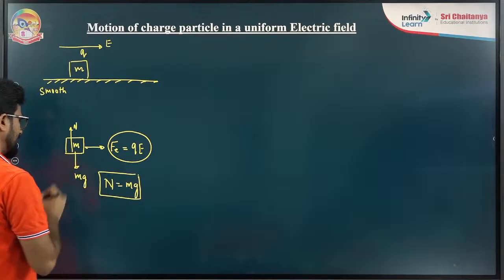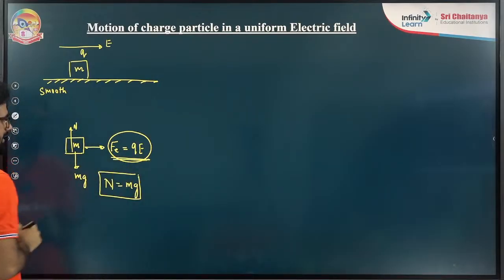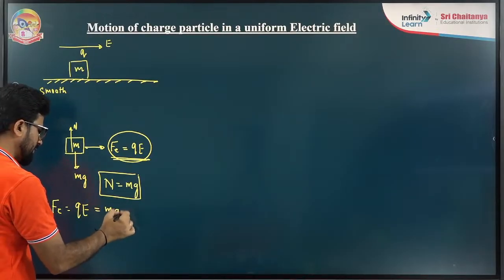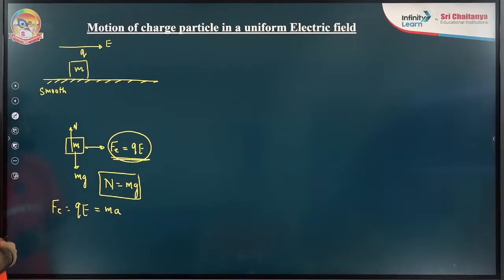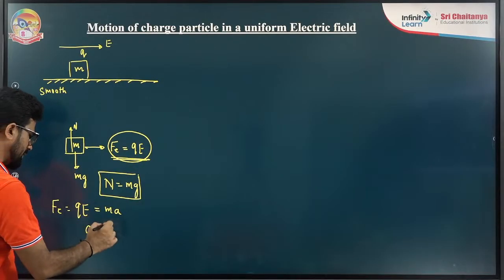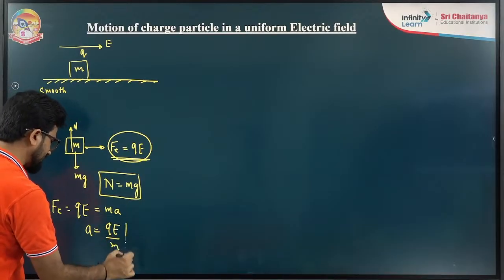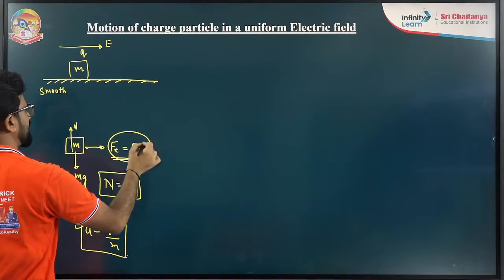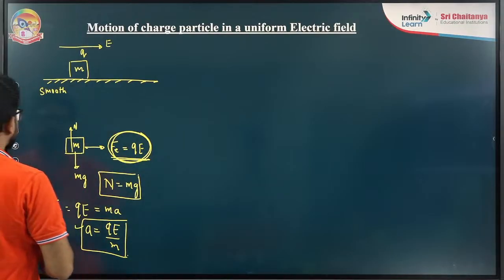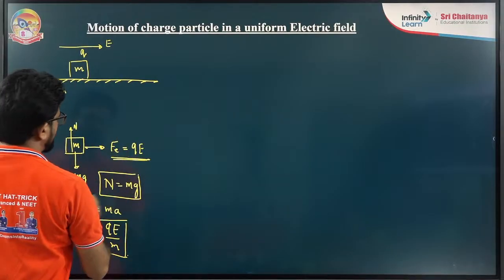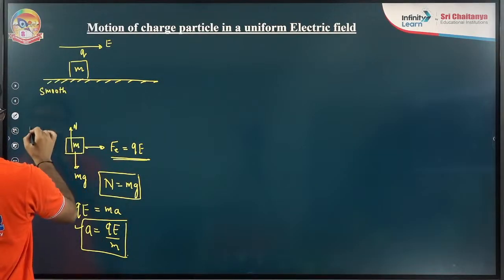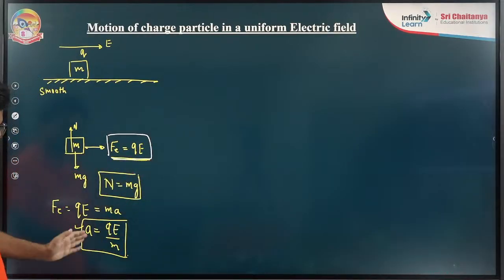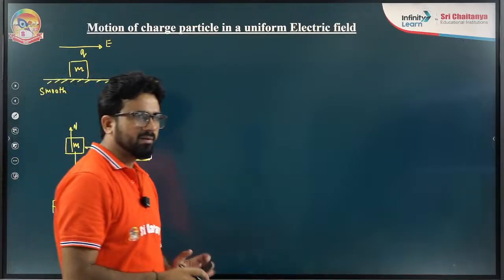There is no problem about it. But in the horizontal direction there is one force, the electrostatic force. That means Fe is equal to Q into E is equal to m into A. The force is giving you acceleration. So from here you can say A is equal to QE by m. This is the acceleration. I am just discussing two very basic things: the force, F is equal to QE, and the acceleration, A is equal to QE by M. We can understand this basic concept.